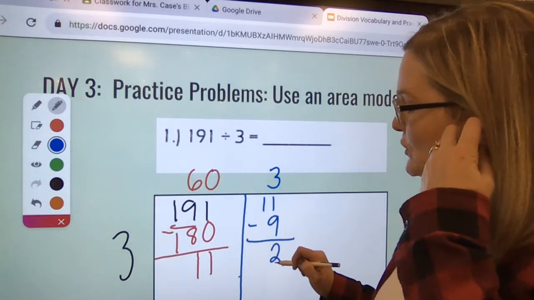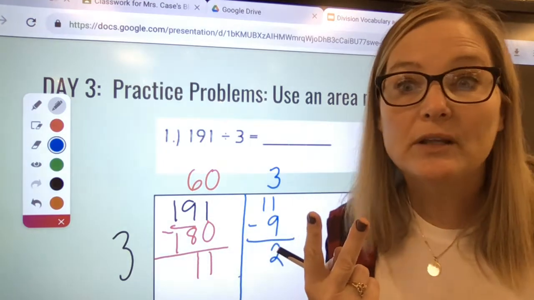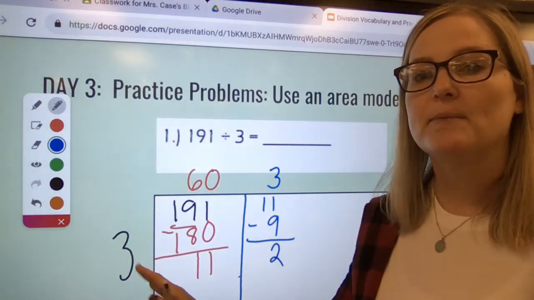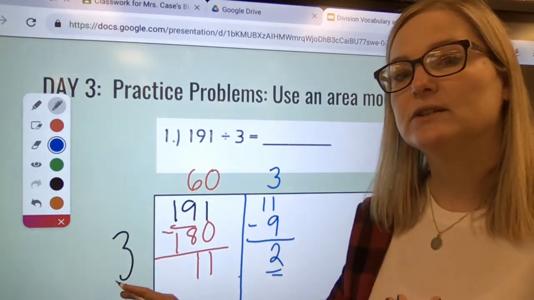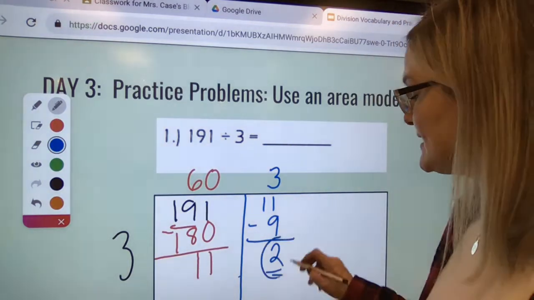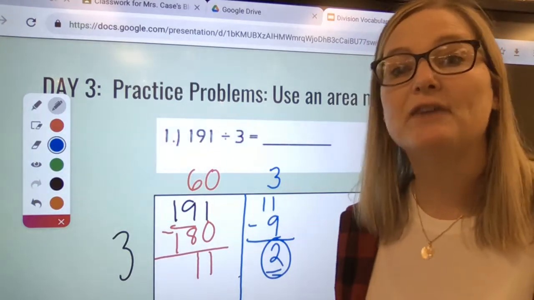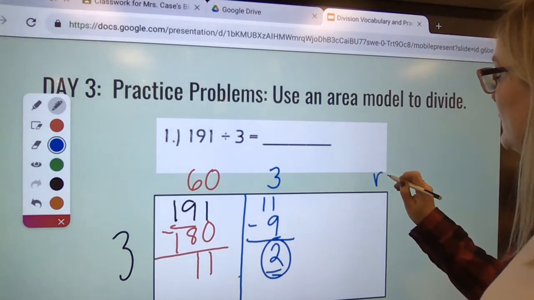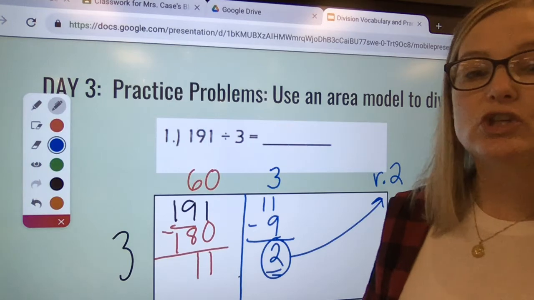Now I look at 2 and I say, how many 3s can I pull out of 2? Can I pull any 3s out of 2? No, 2 is smaller than 3. So when this number is smaller than your divisor, then guess what? You're finished. If that number is not 0, if it's anything other than 0, then it's what we call our remainder. It's our leftover. I have 2 left over. So I'm going to go over here and I'm going to put a little R and a 2. So I know that my remainder is 2.